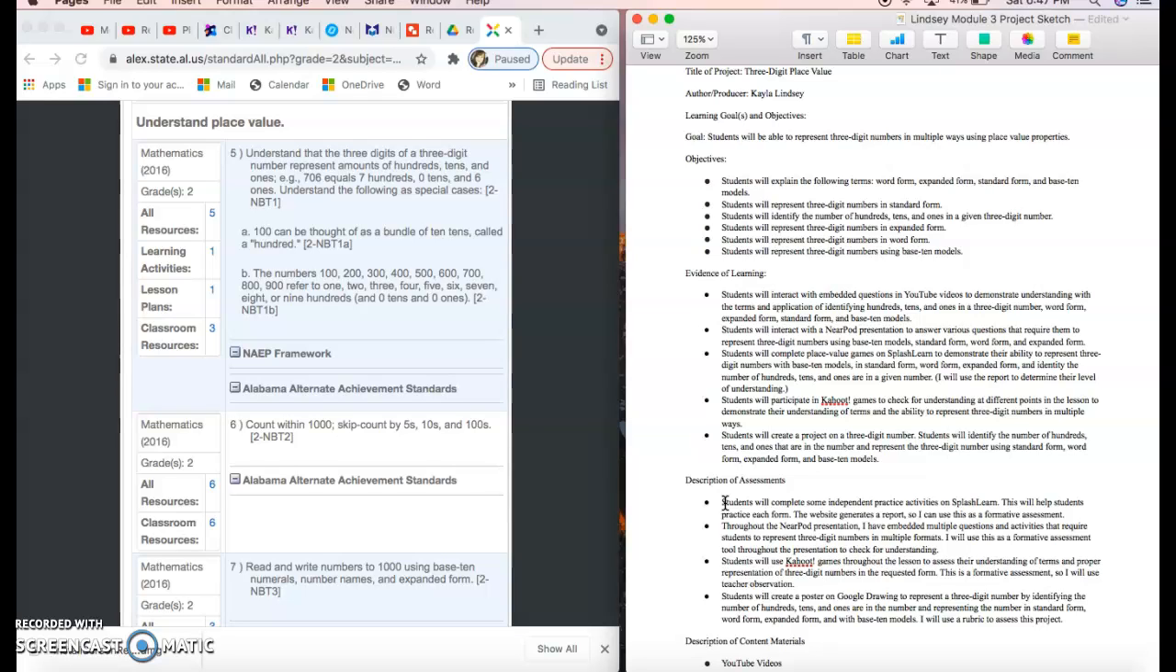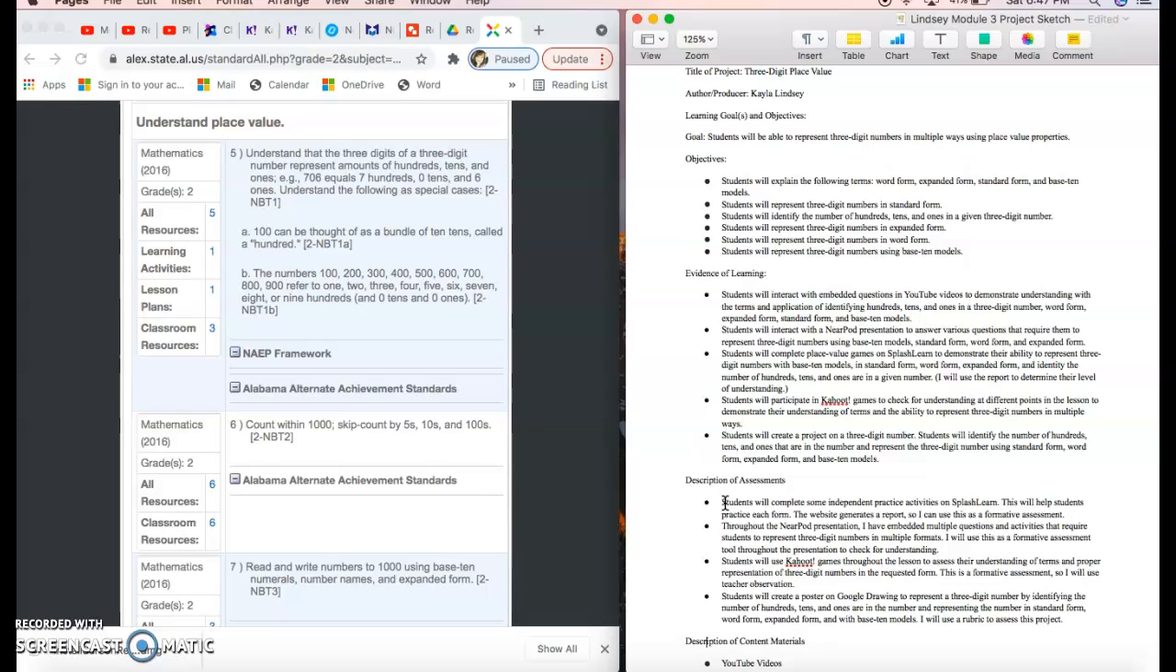The Nearpod presentation, that is like a guided interactive PowerPoint presentation, and with those questions that are embedded within that, whenever the students answer those questions, it will come directly to my device, so I'm able to look at each specific skill within that presentation and check for understanding.